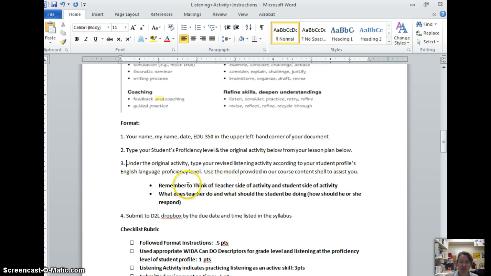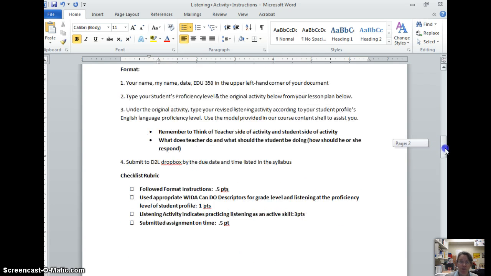Remember to think of the teacher side of the activity or role and student role of the activity. What does the teacher do and what should the student be doing? How should he or she respond? You need to submit this assignment to the D2L Dropbox as stated in class and listed in the course syllabus.